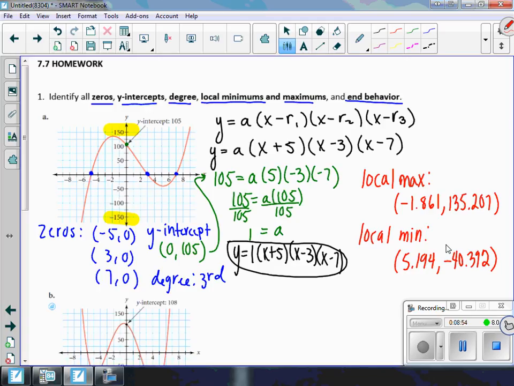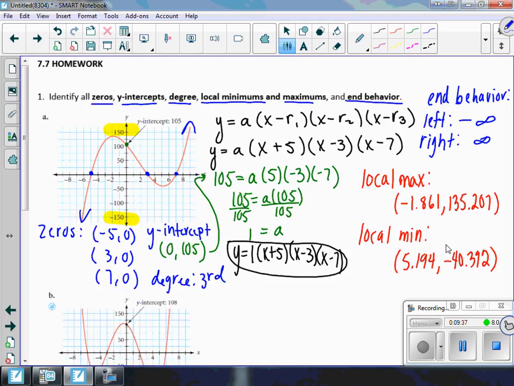That's our local min. The last thing that we haven't found yet is our end behavior. For our end behavior, we simply look at the left and the right hand ends. Let's start with the left. On the left, the graph, if I put an arrow, goes downwards to negative infinity. And for the right, the graph points upwards to positive infinity. And that is the complete answer to this question.